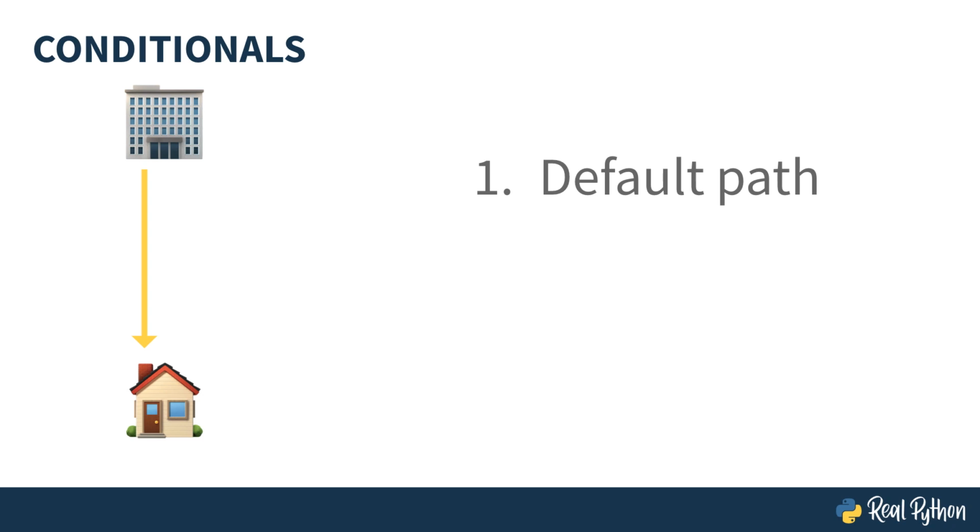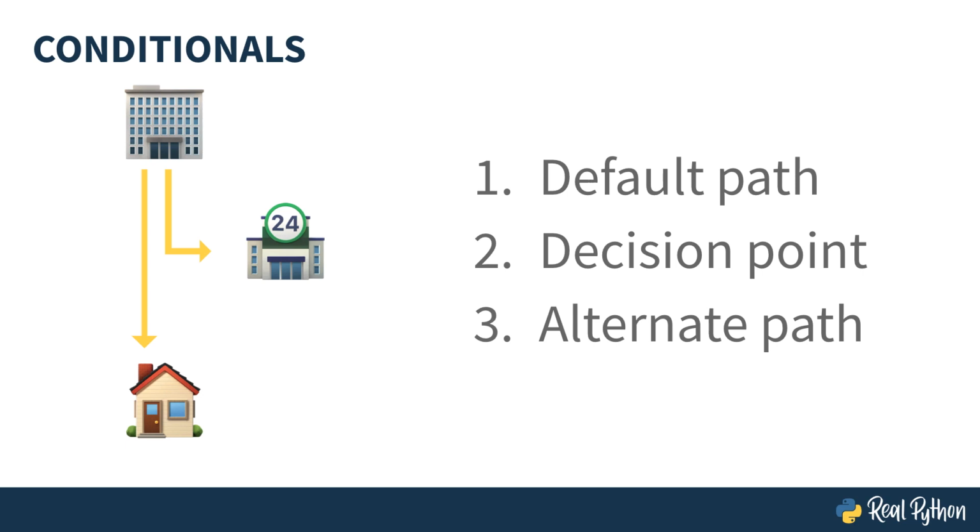But how do I know if something has gotten in the way? Well, there's another element here called a decision point. And that's the moment just before I leave the office where I ask myself if there's anything in my fridge at home. If there isn't, I'm going to be hungry tonight. So rather than go straight home, I'll swing by the supermarket. We can call this the alternate path.